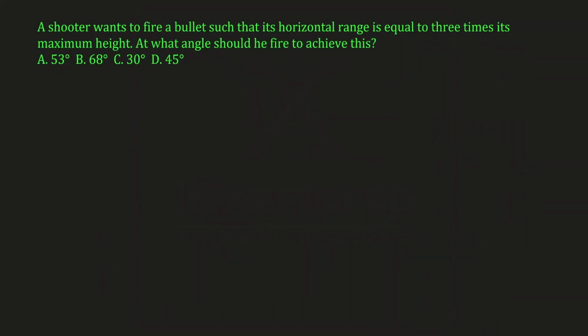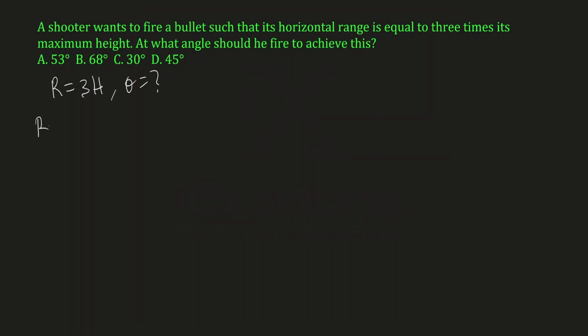Now, here's another problem. The question says that a shooter wants to fire a bullet such that its horizontal range is equal to 3 times its maximum height. So we want to look for a scenario in which the range will be 3 times the maximum height. At what angle should he fire to achieve this? Okay, so we are looking for theta. Theta is unknown. I'll probably just use the formula method to solve this because it's going to be easier.